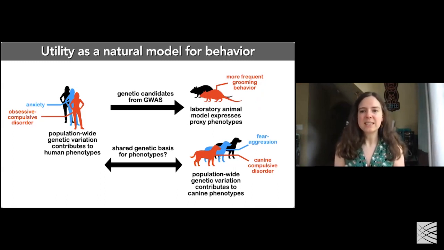We see dogs as a natural population with its own genetic and phenotypic variation. And we work from the same assumption that there's commonality to be found in, say, the neurological pathways of behavior across animals. And we might learn from the similarities between humans and dogs. But dogs are also just interesting in their own right.